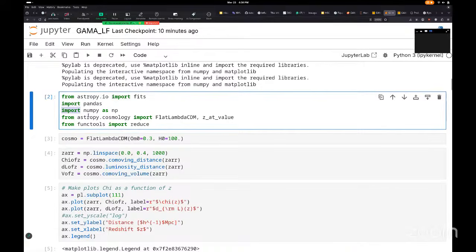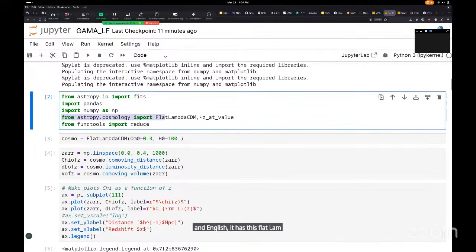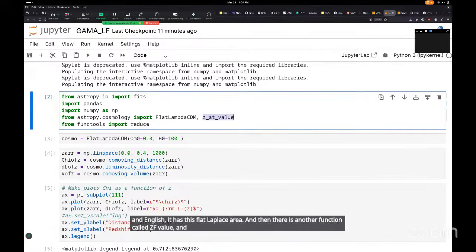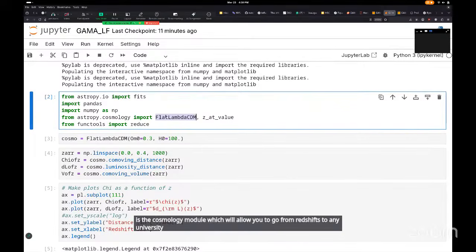And then in order to do the cosmology calculations, you have this AstroPy library, so astropy.cosmology, in which it has this FlatLambdaCDM. And then there is another function called z_at_value, and we will use it. I will tell you where. But FlatLambdaCDM is that cosmology module which will allow you to go from redshifts to any luminosity distance or comoving distance or any other distance.